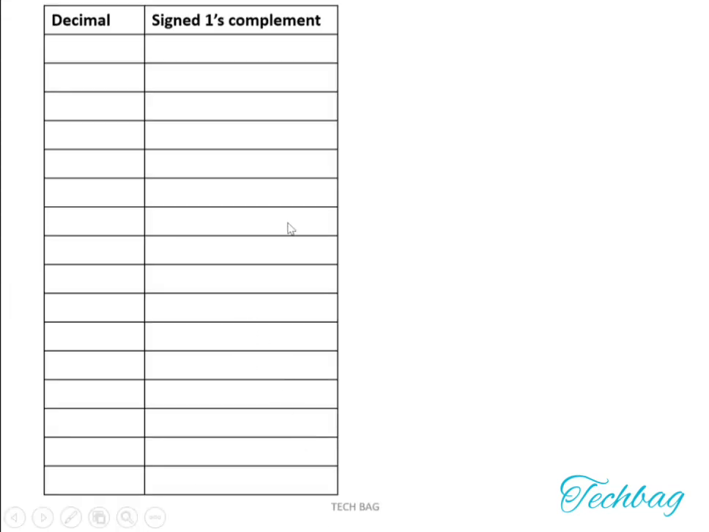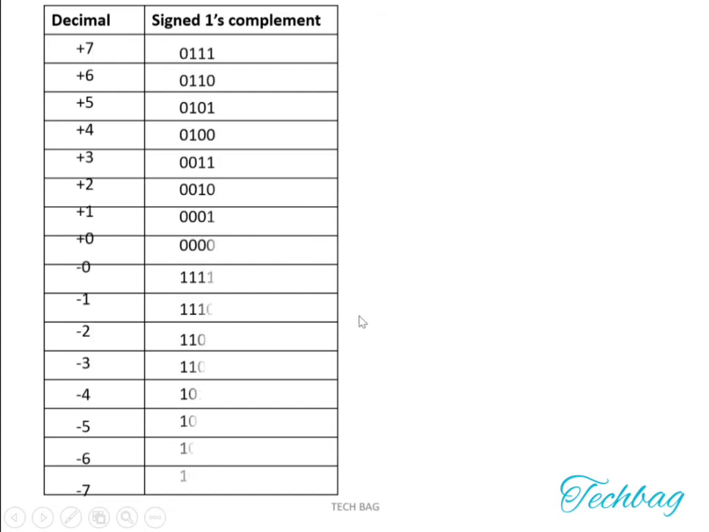This table shows the signed 1's complement representation of the decimal number. Here, the positive number representation is same as signed magnitude representation. Here, the most significant bit is 0. The remaining 3 bits represent the magnitude of that number. 7, so here 111. 6, so here 110. So it is same as signed magnitude representation.